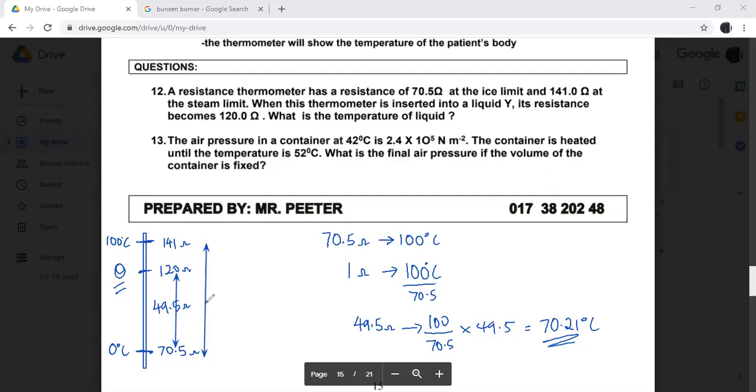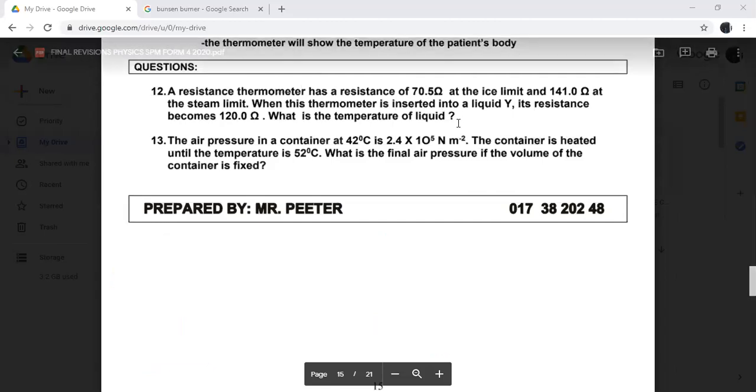Now let's try question 13. Okay, all done. Anyone got any question here? No. Okay, number 13. Thank you.